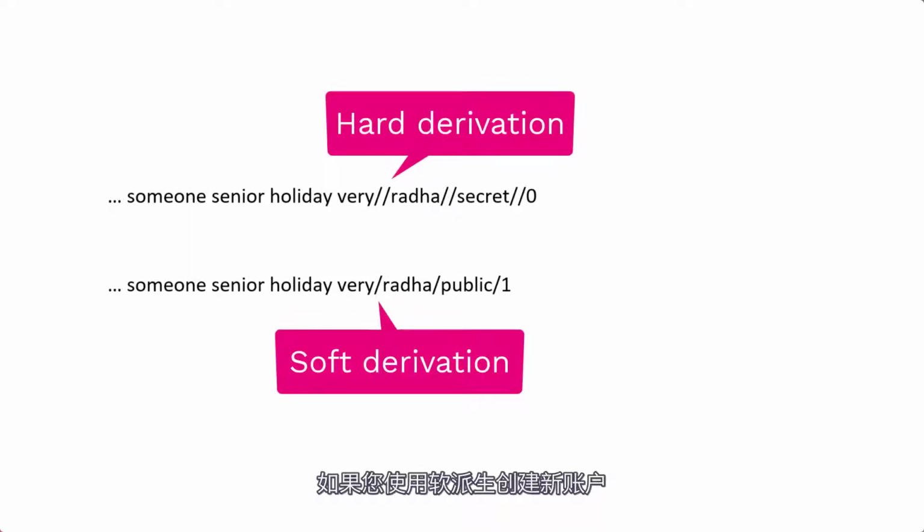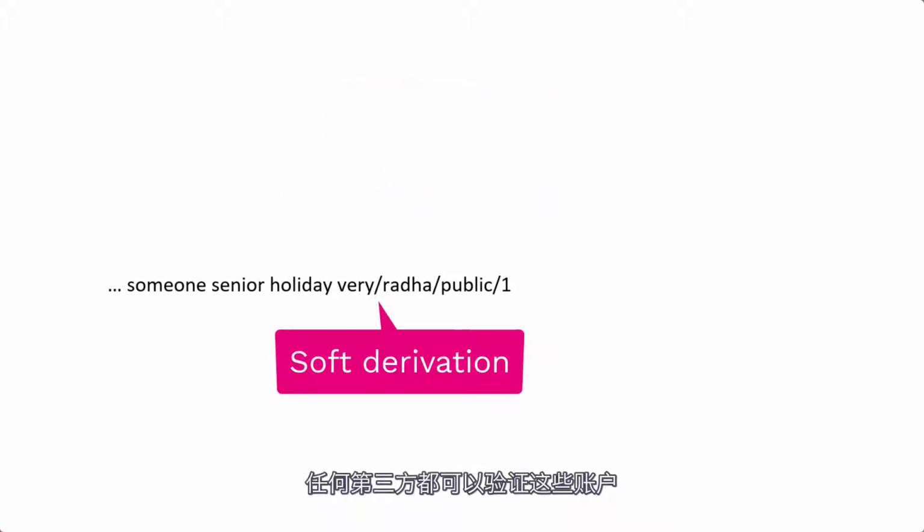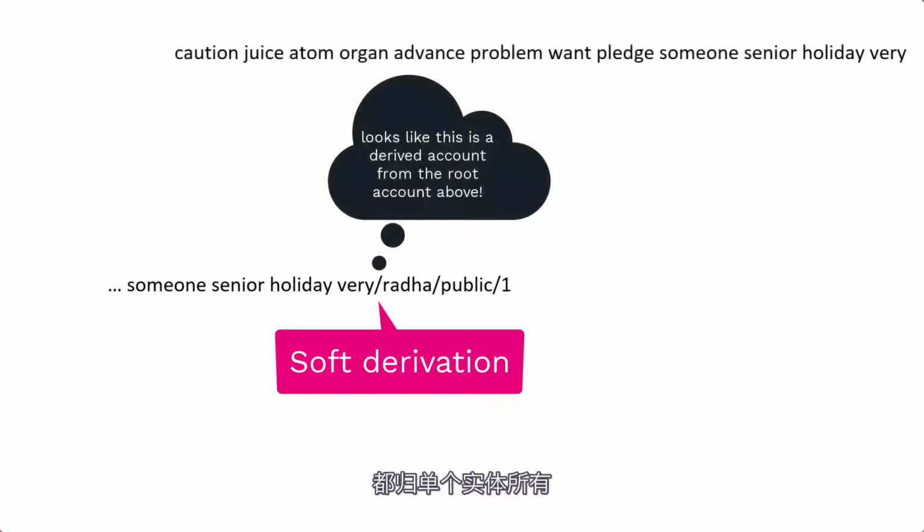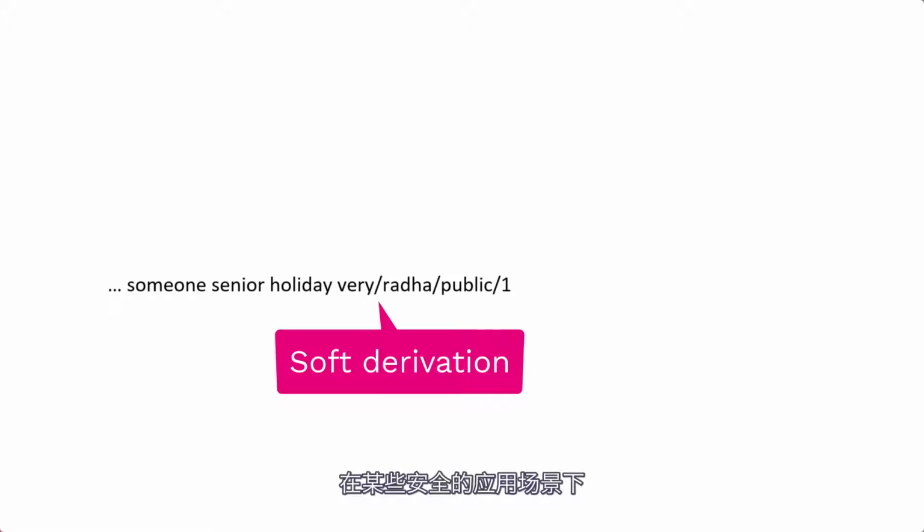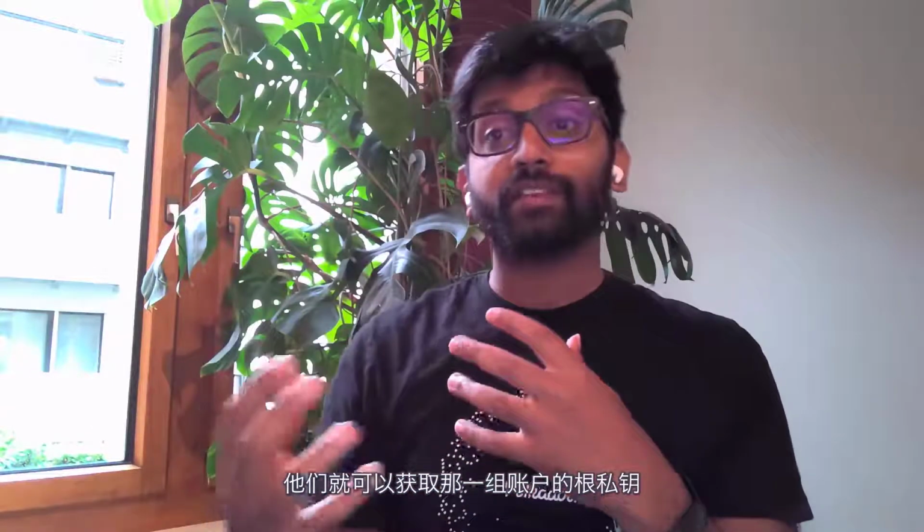If you use soft derivation to create new accounts, any third party can verify that all of your accounts are owned by a single entity. There may be use cases for that. You may want to tell the public that all of these accounts belong to you. From a security perspective, you need to be aware that when a third party gets access to the private key of one of the soft derived accounts, they can get access to your root account's private key as well. Something to be aware of.